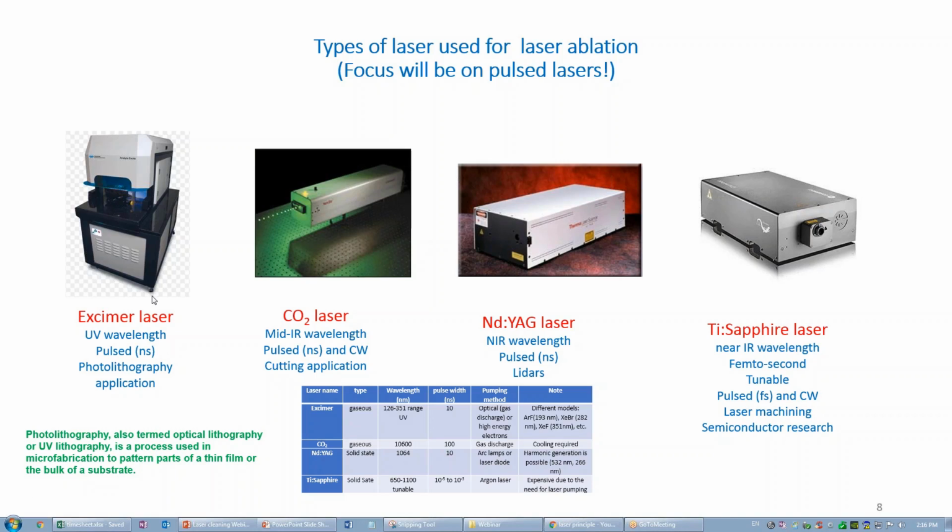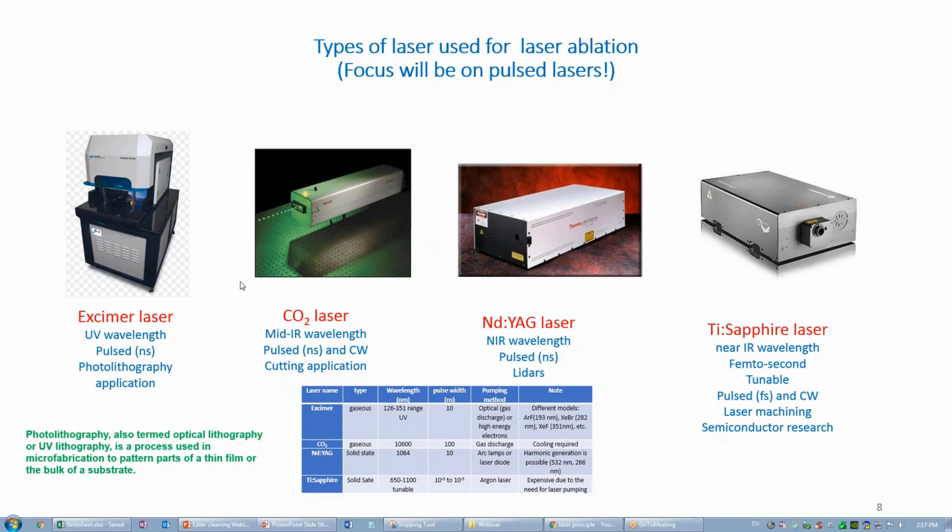Now, what is important about these lasers is that their thermal effects are minimal, and what they achieve is what they call photoablation, which dissociates molecules. Instead of thermally evaporating, it dissociates molecules and removes them from the surface. So for applications where you don't want heat to damage the bulk of a material, it is very good to use excimer lasers. But they are quite expensive.